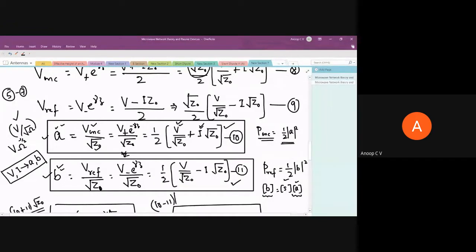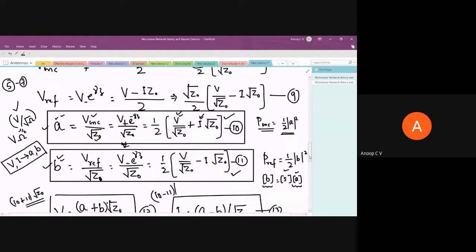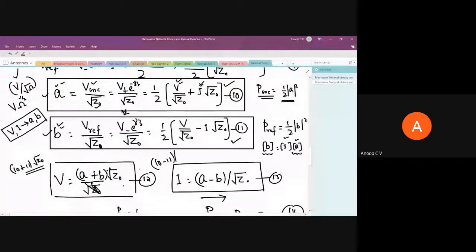And similarly, from these expressions, we found the reverse also. From A and B, how to find V and I. So equations 10 and 11: if you add 10 and 11 and multiply with root of Z0, we will get V in terms of A and B. So V is equal to A plus B times root of Z0. And 10 minus 11 divided by root of Z0 will give you I.